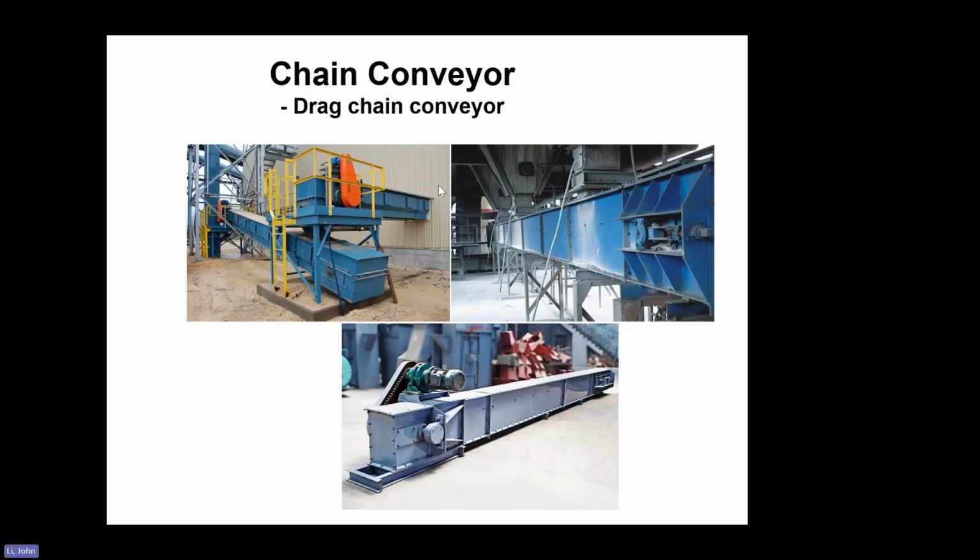So this picture shows the application for this drop chain conveyor. So you can see all are enclosed, and small and short, and it can be installed inclined.